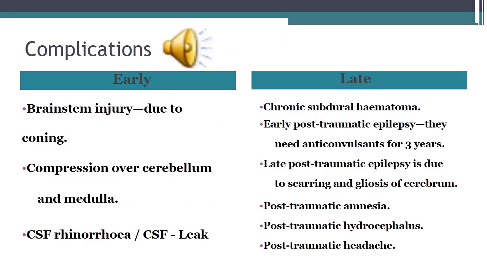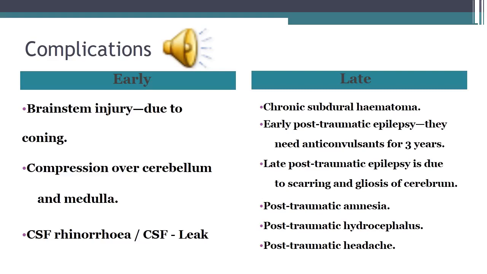Head injury can be complicated by either early or late complications. In early complication, there may be brainstem injury due to coning. There will be compression over cerebellum and medulla, causing injury to the vital structures. Also, early complications include CSF rhinorrhea or CSF otorrhea, which is in form of CSF leak. Late complication of head trauma can be the development of a chronic subdural hematoma.